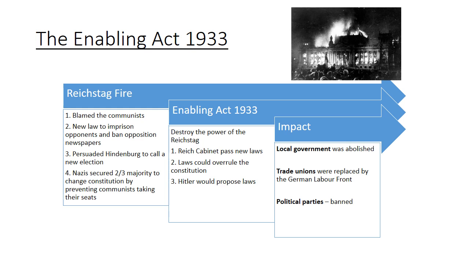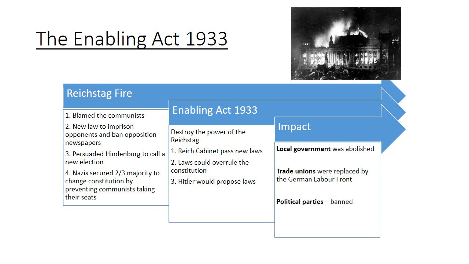So the Nazis blamed it on the communists, and in order to get their own back on the communists, they passed a law which imprisoned their opponents and they banned any opposition newspapers. They persuaded Hindenburg to call a new election, purely for the purpose of getting more Nazi members into the Reichstag.